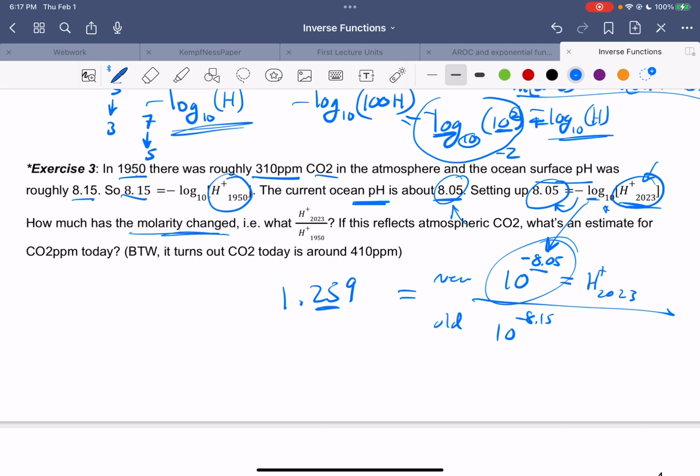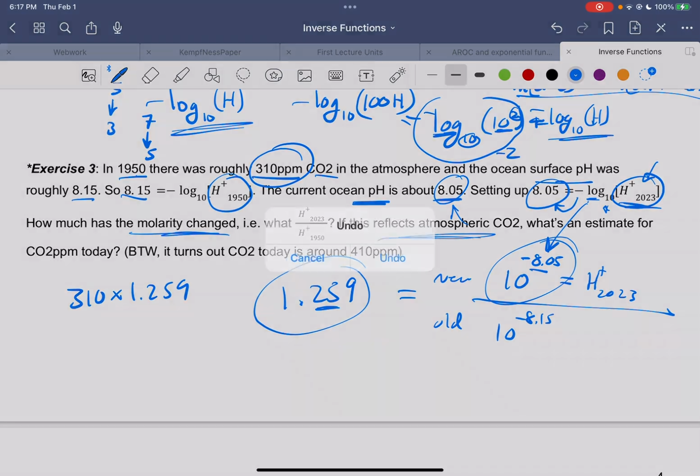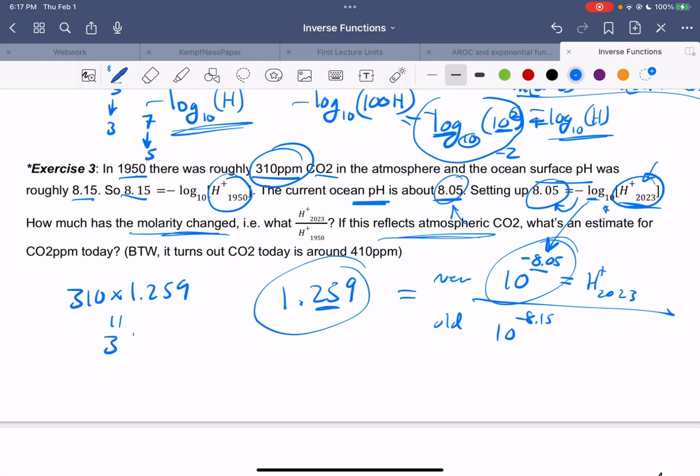And if we were just curious, does this reflect what's going on in the atmosphere? I could take the old parts per million in the atmosphere and multiply it by this. So 310 times 1.259, and if I do that, I get roughly 390 parts per million. Currently there's actually about 410 parts per million, but ocean acidification is tightly linked with the CO2 in the atmosphere, and this is why there's coral reefs bleaching and stuff like that. Climate change is real.